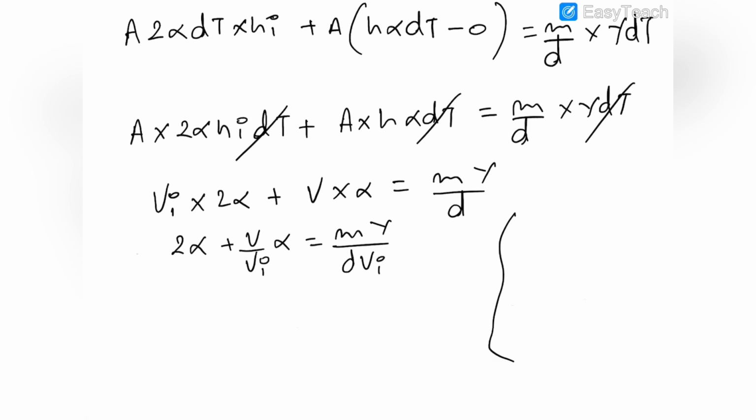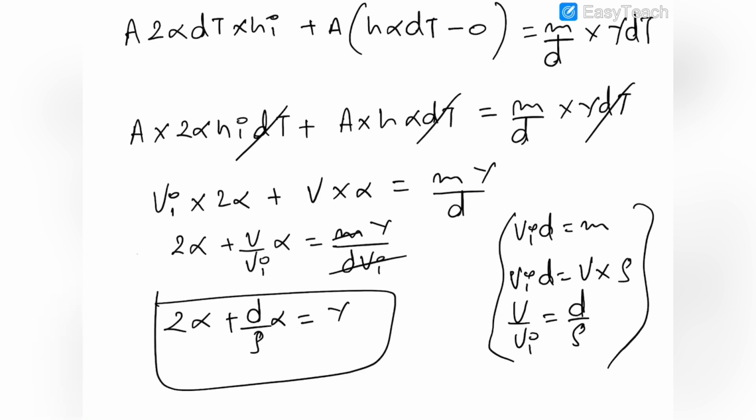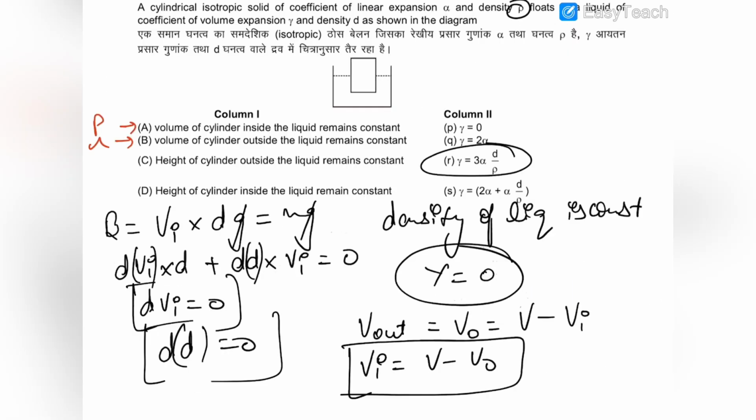Now we already know that vi into d is equal to m, so it is cancelled out, and this m is equal to the complete volume of the solid times the density of the solid, which is rho. So v by vi is equal to d by rho. We can substitute this value. So 2 alpha plus d by rho alpha is equal to gamma. This is the correct required relation, and you can see that this one is this. So the correct answer for this option is S.